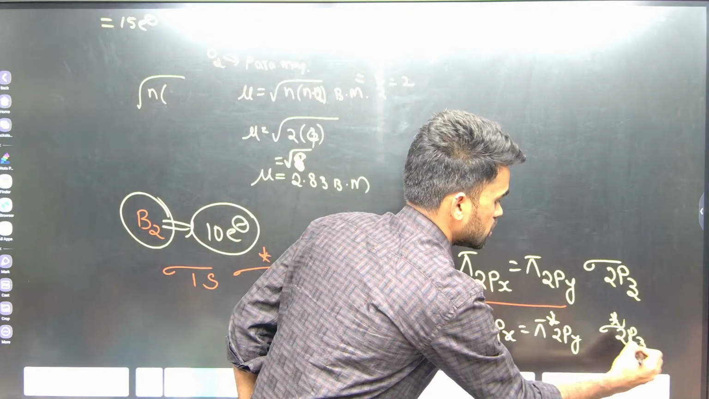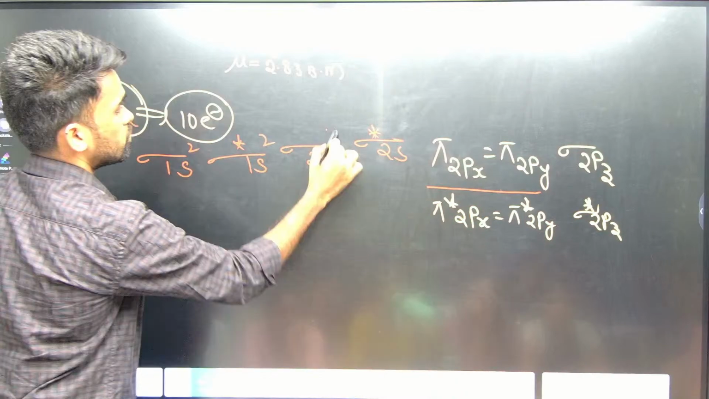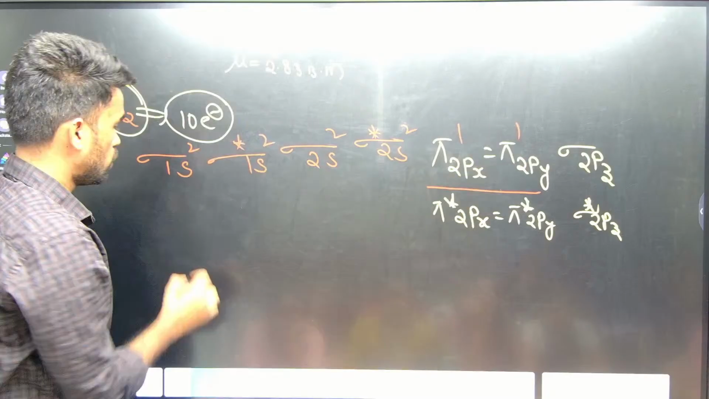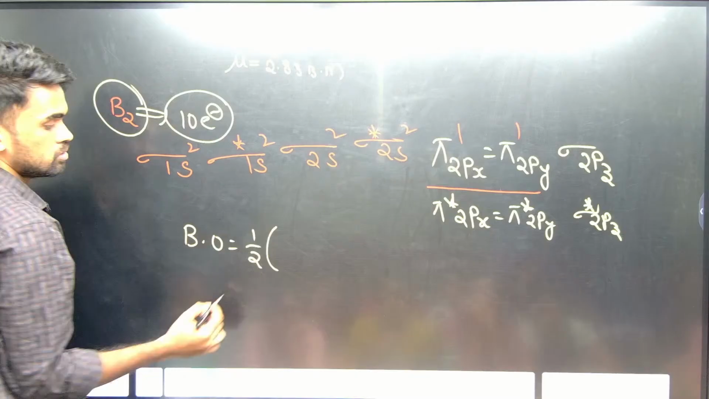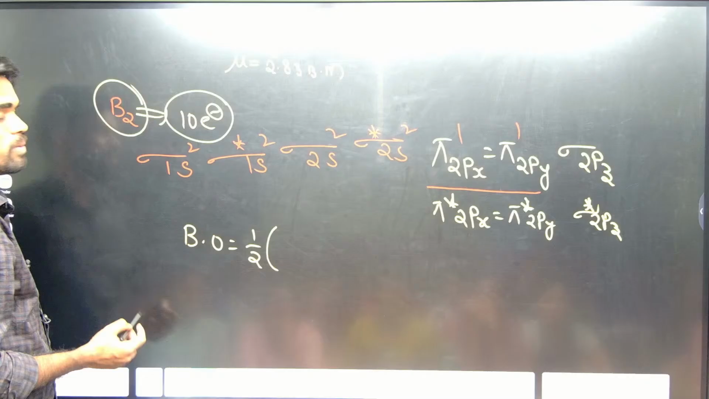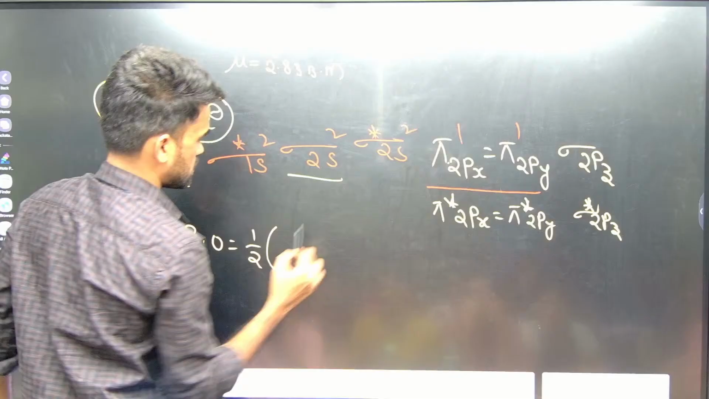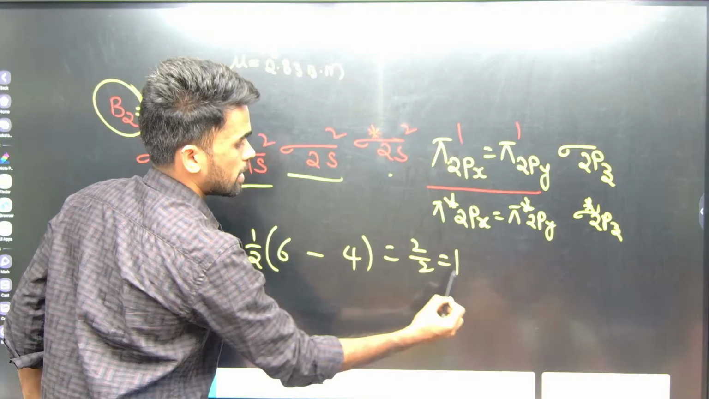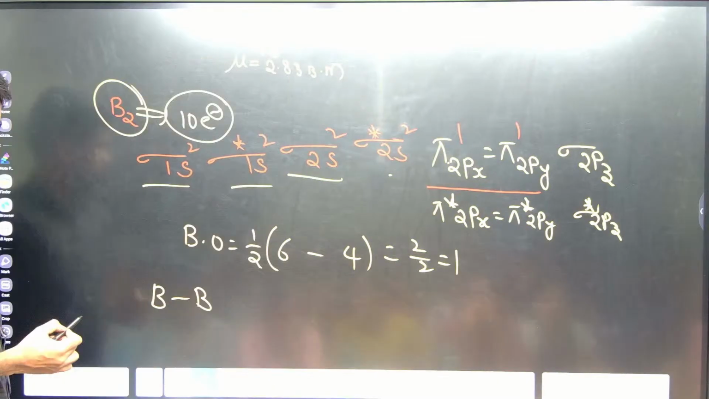Okay, now try to fill the electrons, 10 electrons. 2, 4, 5, 6, 7, 8, 9, 10. Okay, now find the bond order. Half into how many bonding electrons? 2, 4, 5, 6. Minus anti-bonding 2, 4. So 2 by 2. So bond order is 1. Between two boron atoms, one bond will be present like this.